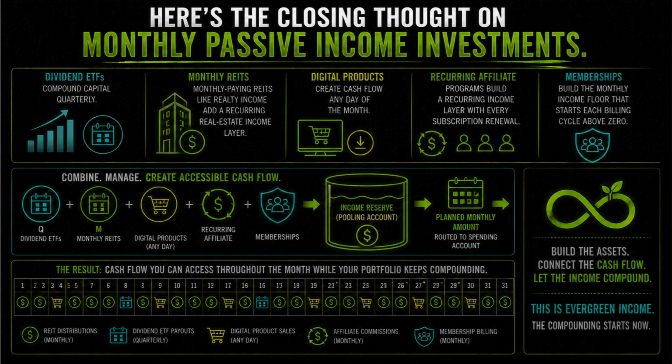Build the assets, connect the cash flow, and let the income compound. This is Evergreen Income. The compounding starts now.